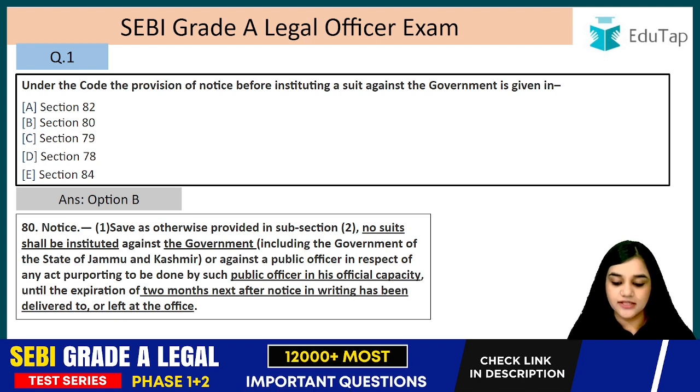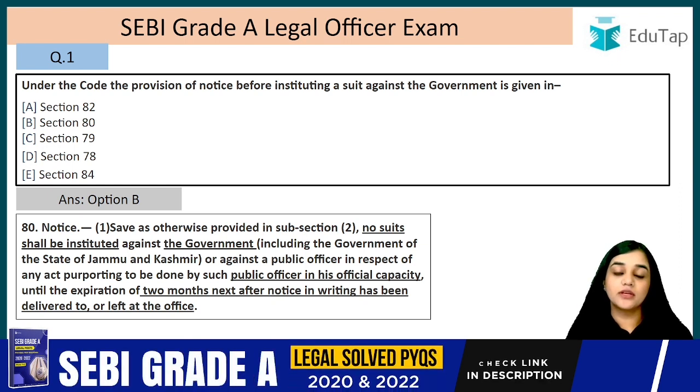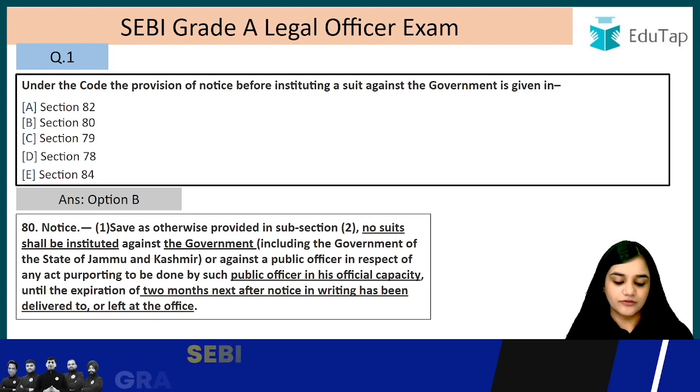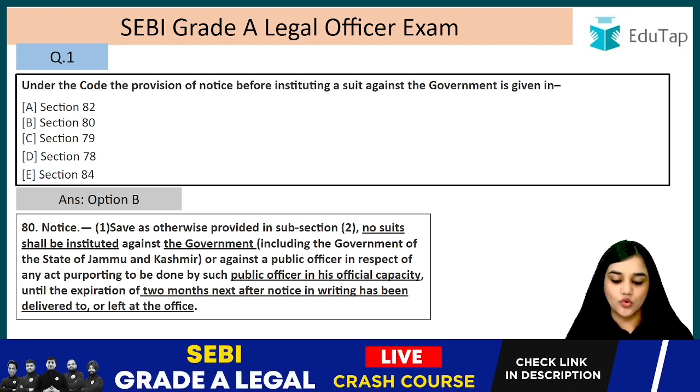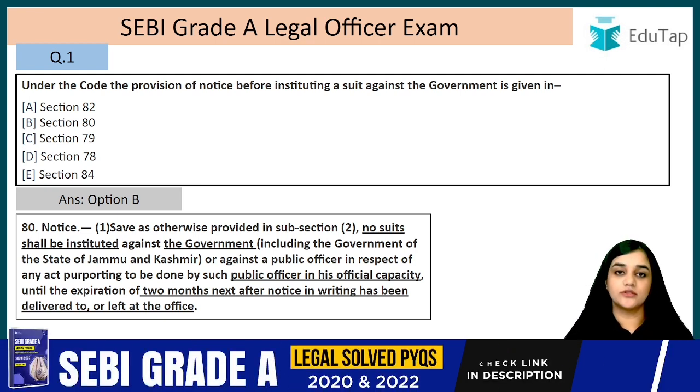So what they are saying is until the expiration of 2 months after the notice in writing has been delivered to or left at the office. So that means that 2 months notice has to be given to the government or the public officer if we want to institute a suit against them, right? Until the expiration of 2 months next after the notice in writing has been delivered to or left at the office, either it has been delivered or we have left the notice at their office. So they have to be given 2 months notice if we want to institute a suit against them.